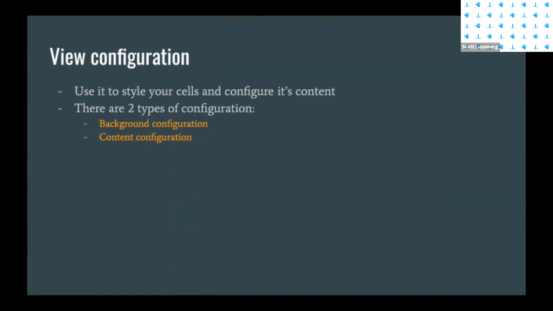You may ask yourself, what are configurations? Configurations describe the appearance of a view for a specific state, for example, content, styling, metrics, and behavior. You use them to style your cells and configure your content. There are two types of configurations. We have background configuration and content configuration.